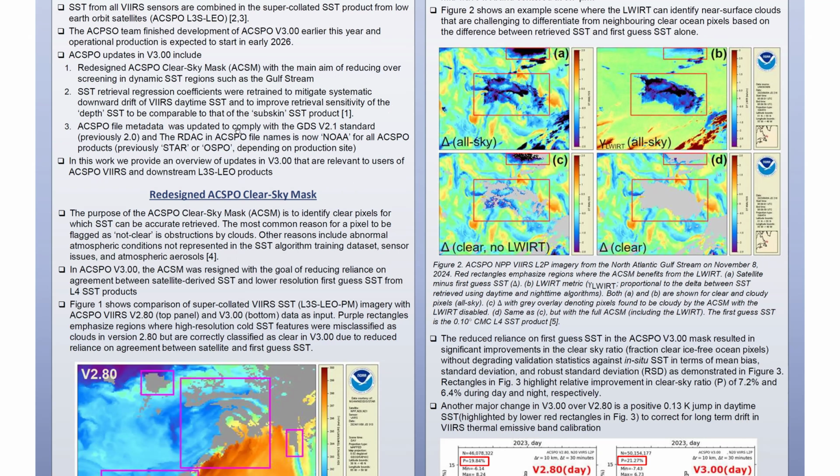ACSPO file metadata was updated to comply with the GDS version 2.1 standard, previously 2.0. And the RDAC in the ACSPO file name is now NOAA for all ACSPO products, previously either STAR or OSPO, depending on where the data was produced. In this poster, we're going to provide an overview of the updates in version 3.0 that are relevant to users for ACSPO VIIRS and the downstream L3S LEO products.